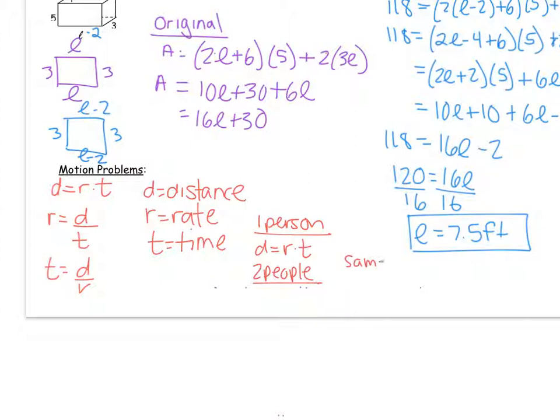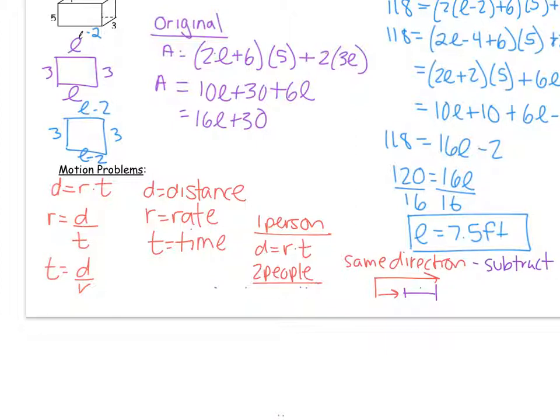If they're traveling in the same direction, the picture that I usually draw looks something like this. And usually you're trying to find the distance between them. So what you're going to do is actually subtract their distances.